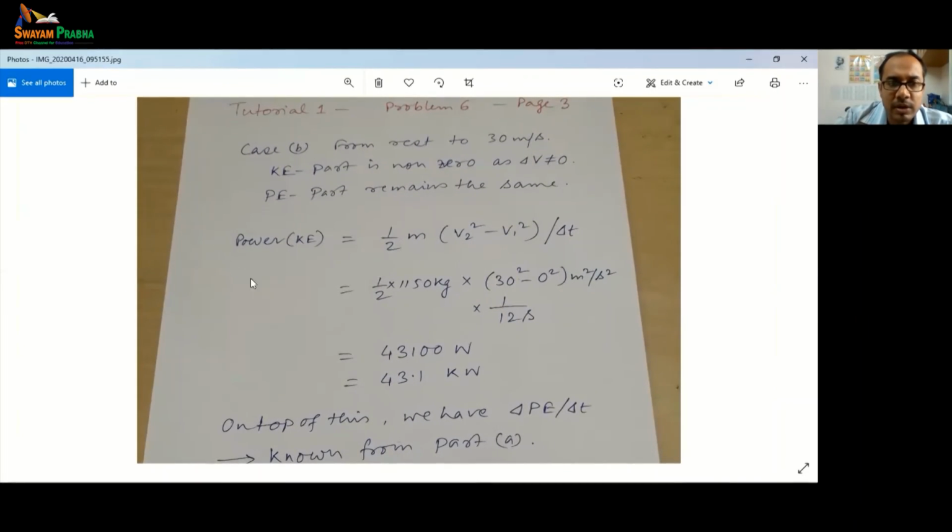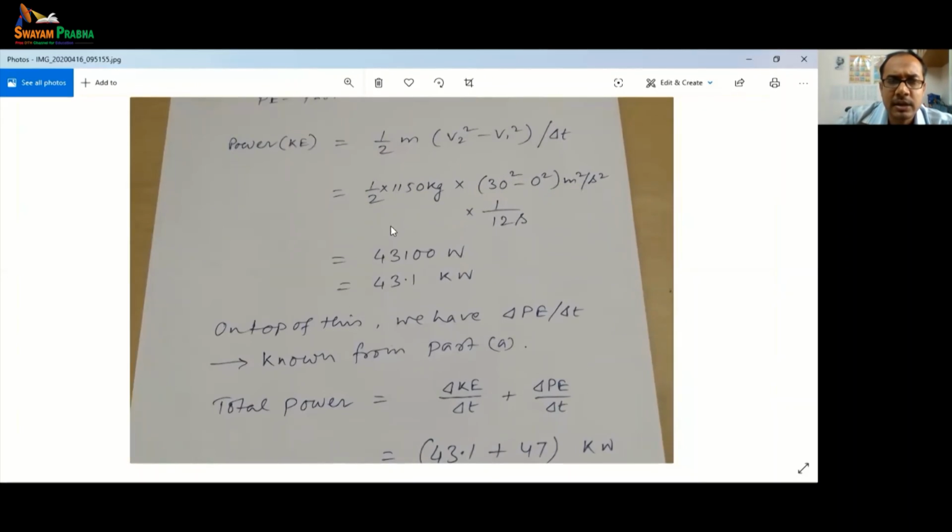We can only focus on what is the power required to accomplish the kinetic energy change, that is from rest to 30 meter per second. So what would be the change? That would be half mv square. So here the delta of that kinetic energy will be v2 square minus v1 square, right? So half m v2 square minus v1 square divided by delta t.